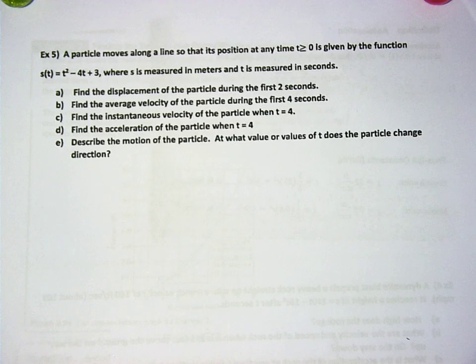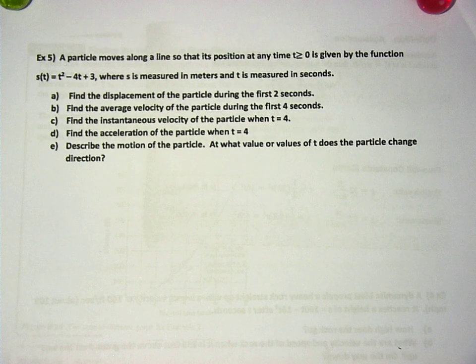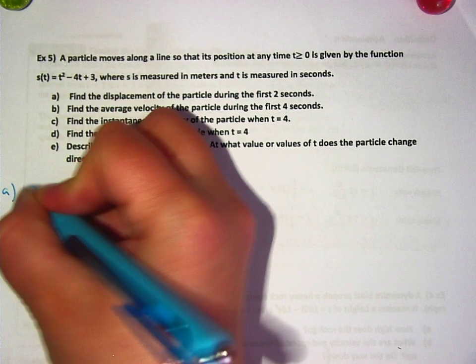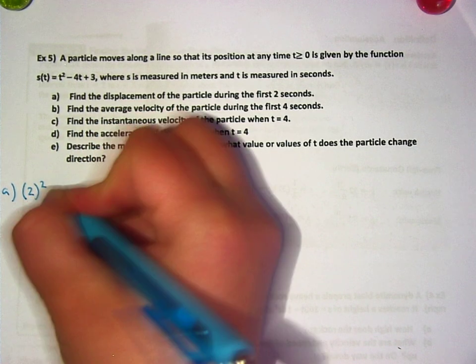All right. Find the displacement of the particle during the first 2 seconds. Displacement just means how far it moves. So we need to go from, we can just plug in 2 into the original equation, and we need to subtract where it started. So for A, I'm going to plug in 2 first.